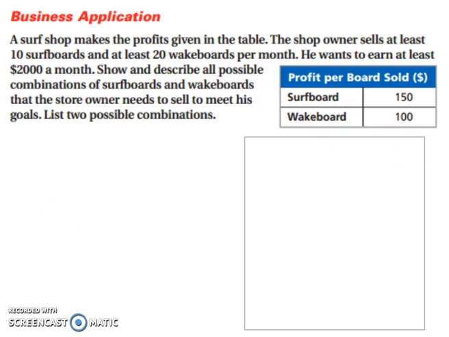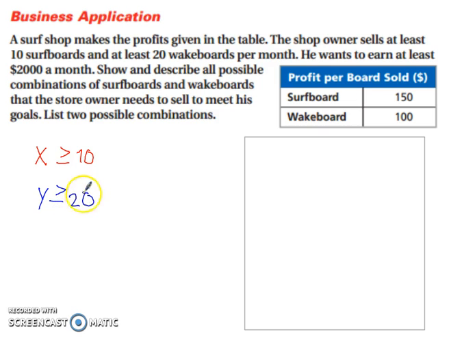So we need 2 inequalities, one for our wakeboards and one for our surfboards. We're then going to need a third inequality that deals with the monetary amount. So let's start with writing an inequality for the surfboards. He sells at least 10 surfboards. So x must be greater than or equal to 10. And now let's write one for the wakeboards. He sells at least 20 wakeboards. So y has to be greater than or equal to 20.